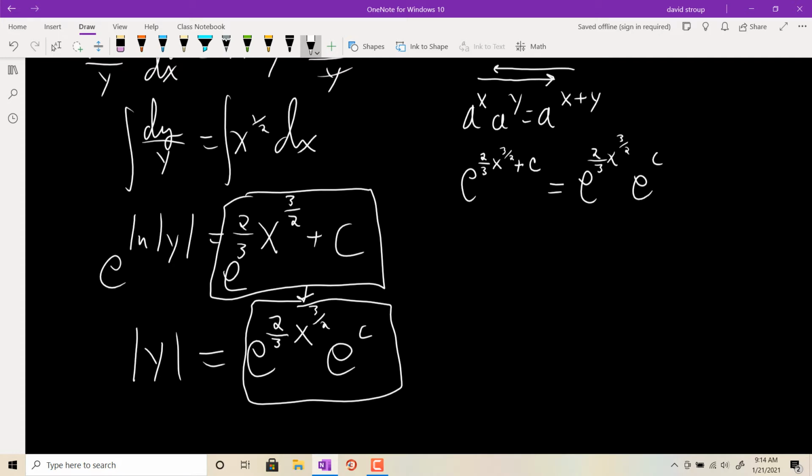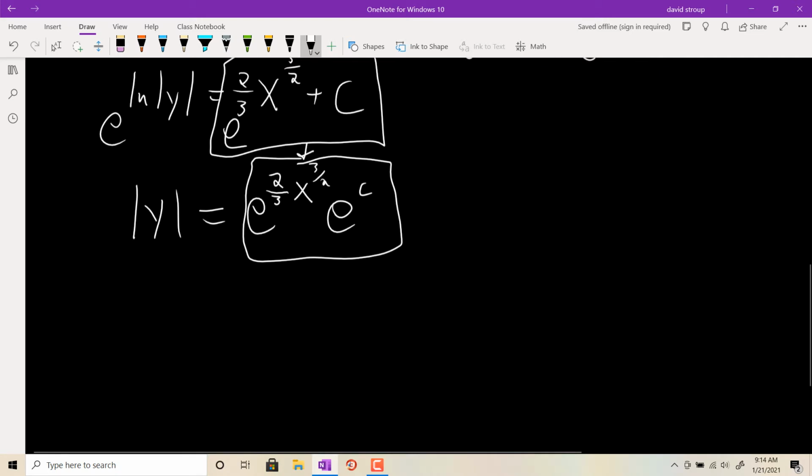Then I can drop the absolute value. I'm going to swap the right side using the commutative law of multiplication. I could put the e to the c first, and then I'll have e to the 2/3 x to the 3/2. Dropping the absolute value signs, I can replace that with a plus or minus on the left. And that's a general rule for solving absolute value equations from pre-calc. What I'm going to do next is just replace this thing with a constant.